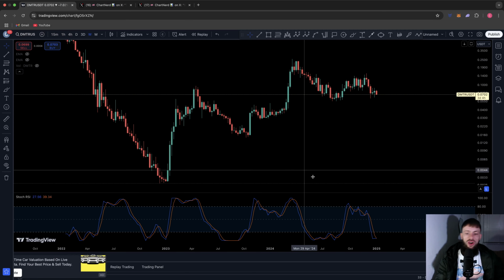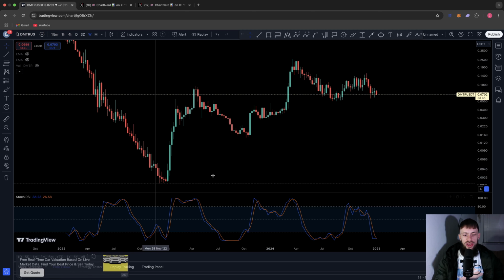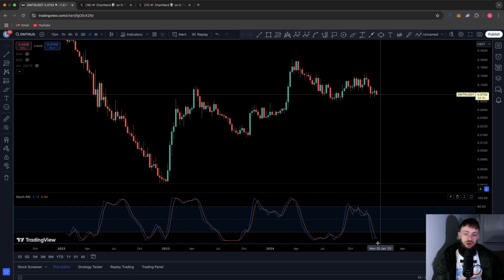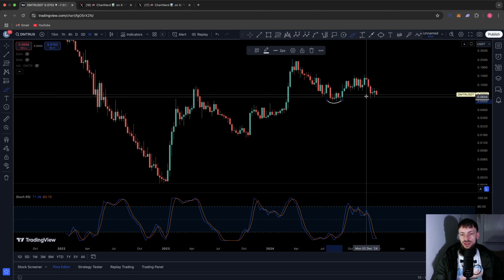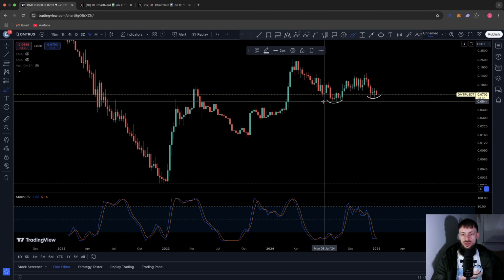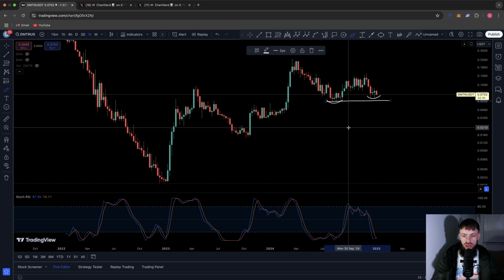So getting over to the charts now, if we look at DMTR here, I've got nothing on other than the stoch RSI at the moment. Now I wanted to use the stoch RSI to help, again, give us some sort of indication that around here, or around this sort of low, is where I think DMTR is looking to bottom out.